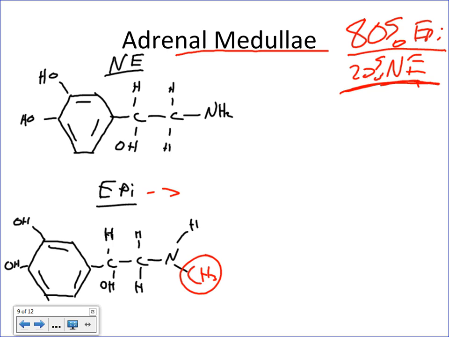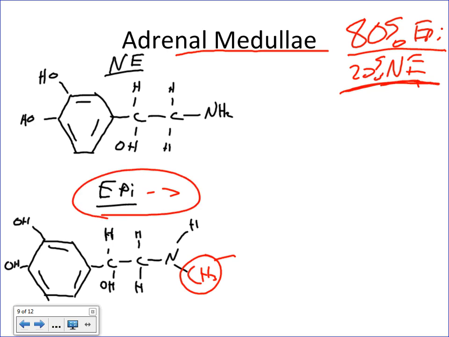Now you can see that norepinephrine and epinephrine are essentially the same chemical message with one slight difference. This just has an extra methyl group, an extra functional group. Other than that, they're essentially the same hormone, and the effects are going to be the same. Like I said, epinephrine is just a tad more potent.